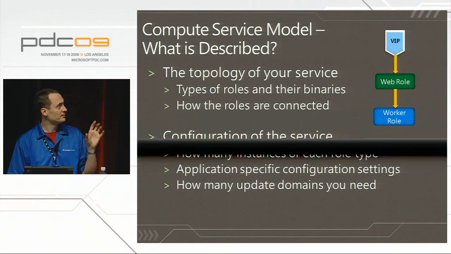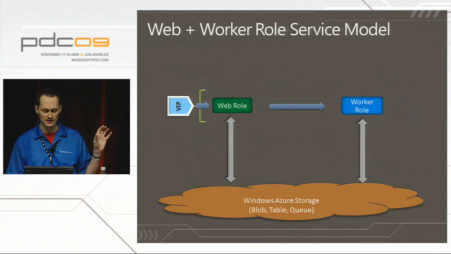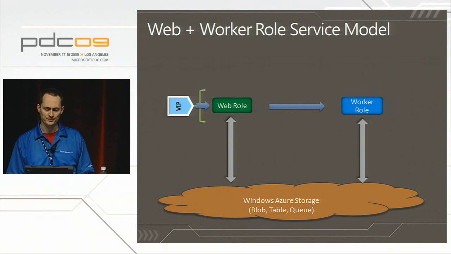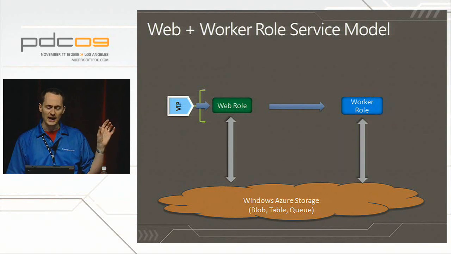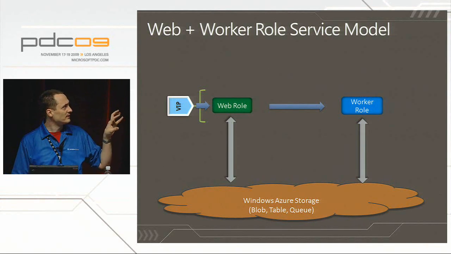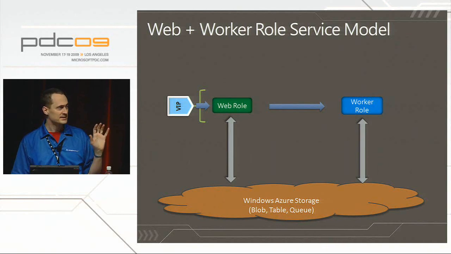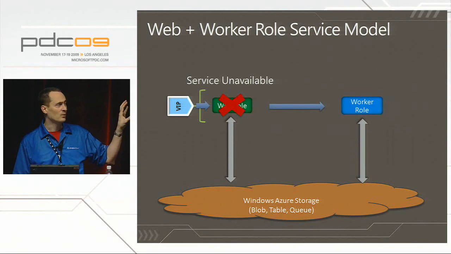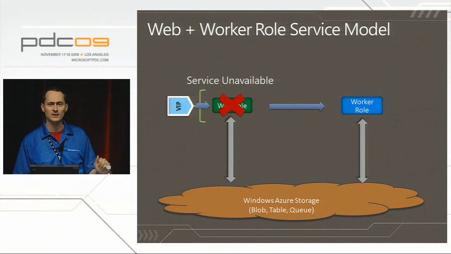So with this simple service, let's take a look at this in a little bit more detail. We have our web plus worker role service model. And if we only have one instance of each role here, that's not too good for availability. So here I have a failure, and if I only have one instance of this, now my service is unavailable. Okay?